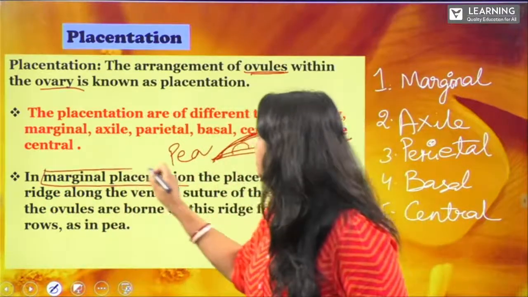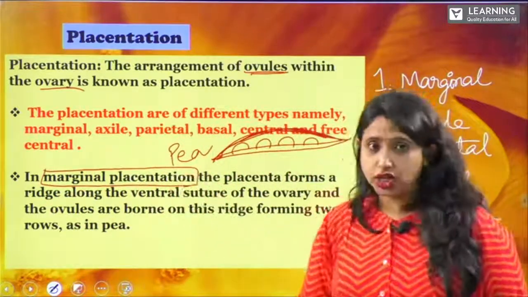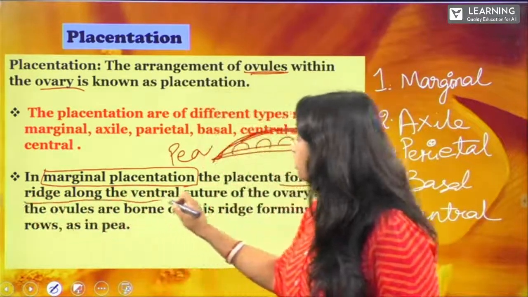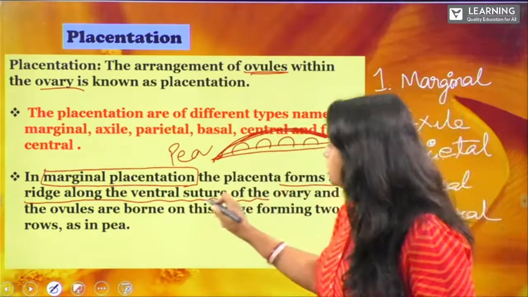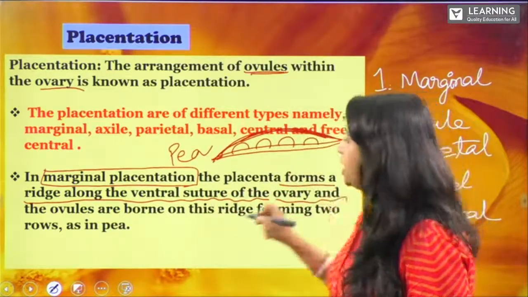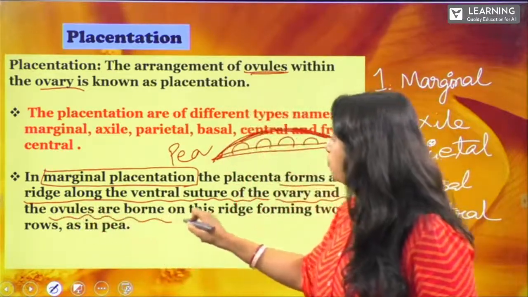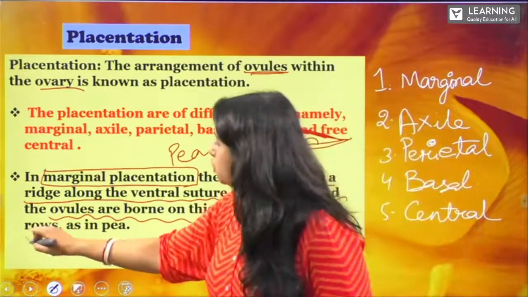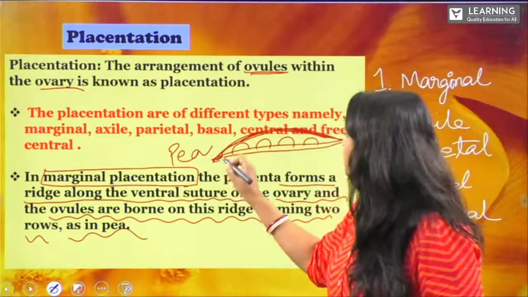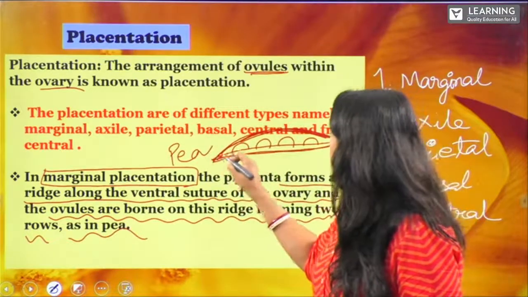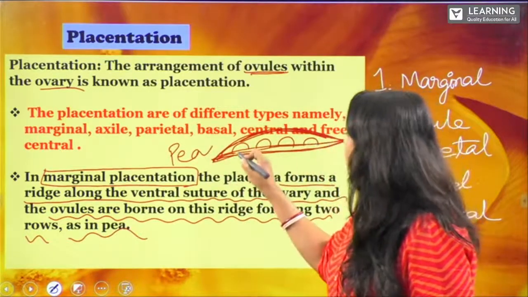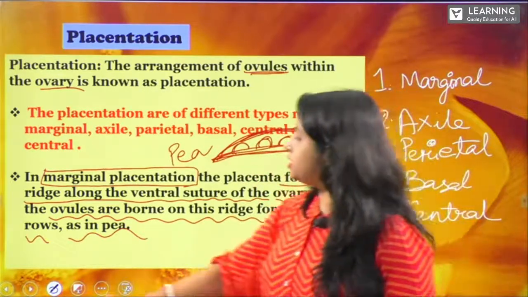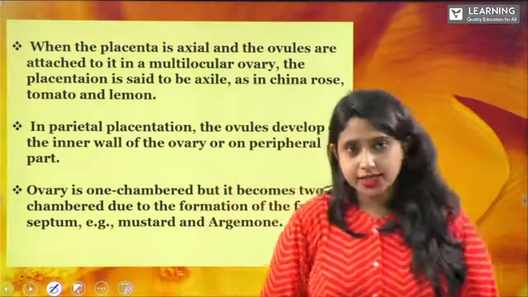Now what happens in case of marginal placentation? The placenta forms a ridge along the ventral suture of the ovary, and the ovules are borne on the ridge, forming 2 rows, as in pea. So as you can see the 2 rows here, the ovules are formed here, isn't it? So that is your marginal placentation.